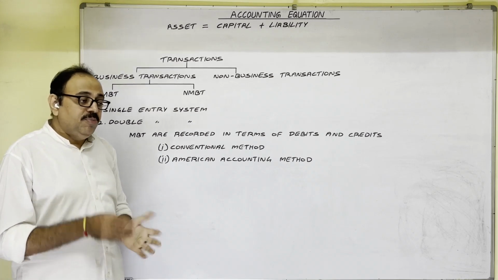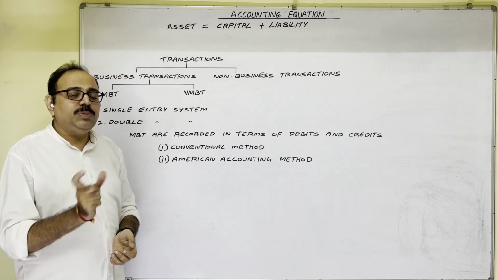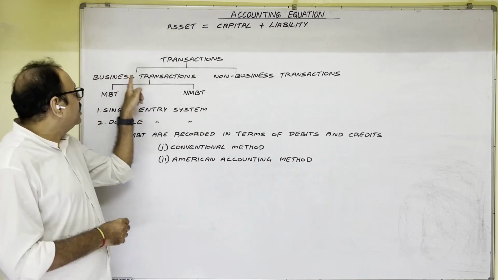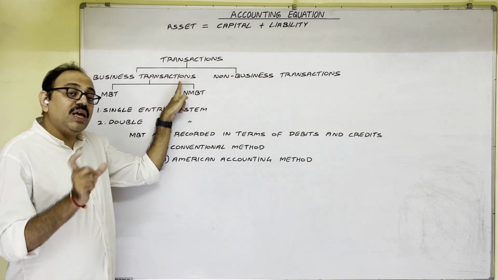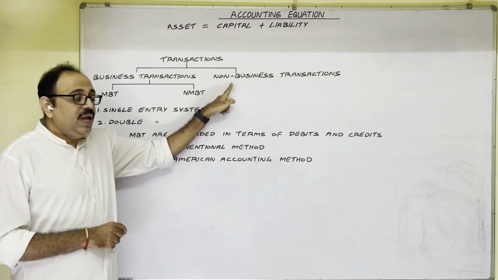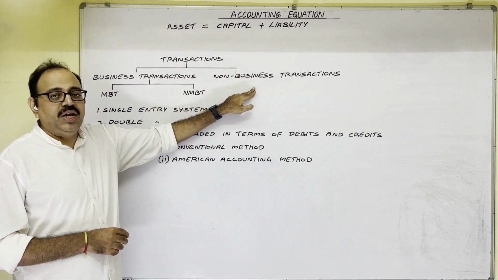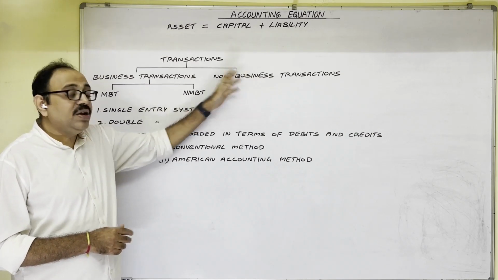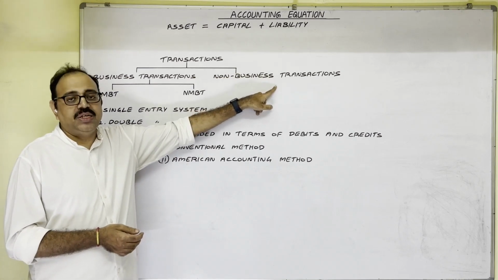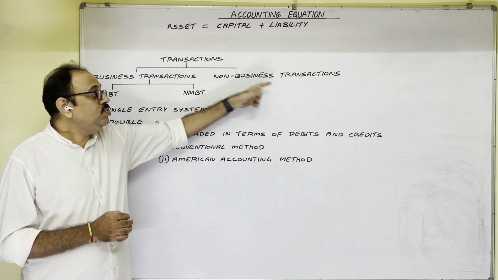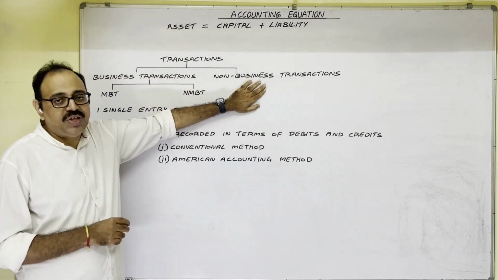For example, a businessman paid salaries to employees. So salaries paid, this transaction comes under business transaction because this transaction financially affects the business. One day, employees celebrated the owner's birthday. So this is also an activity, but this activity is not related with our business. Therefore, it comes under non-business transactions. So the accountant has to concentrate on business transactions. He need not record non-business transactions.